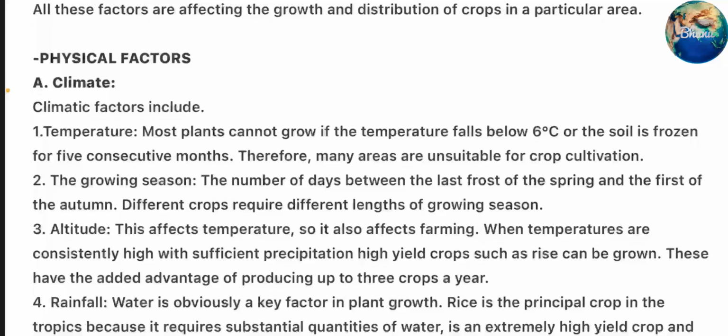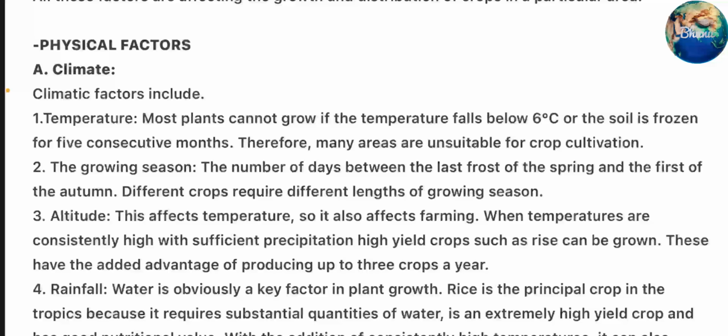Physical factors. Climate. Climatic factors include temperature. Most plants cannot grow if the temperature falls below 6 degrees centigrade or the soil is frozen for 5 consecutive months. Therefore, many areas are unsuitable for crop cultivation. In the growing season, the number of days between the last frost of the spring and the first of the autumn, different crops require different lengths of growing seasons.